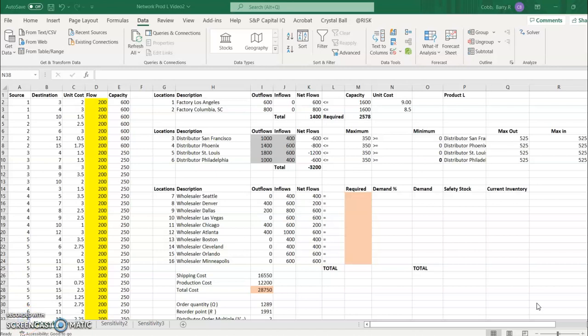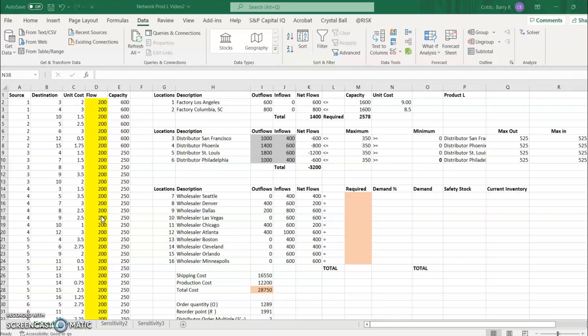In this model, we have a network example where we've already entered the outflows, inflows, and net flows in the model. And then we've actually entered the total cost functions for shipping cost, production cost, and total cost. Right now, we've got just a trial value or a starting value in the flow, or the units shipped, of 200 on each route in the network.